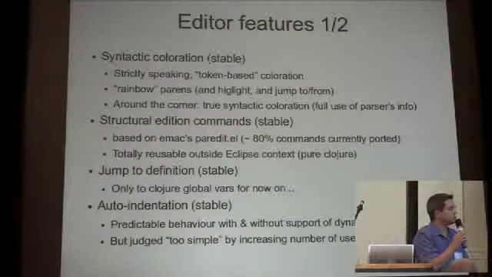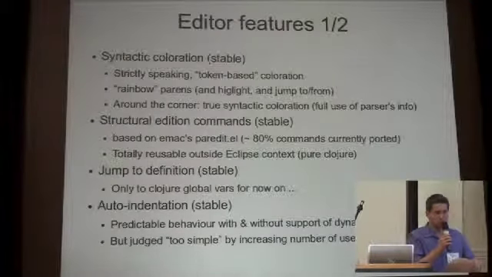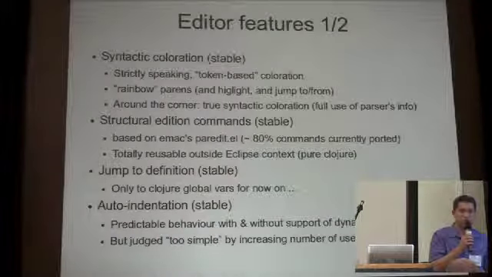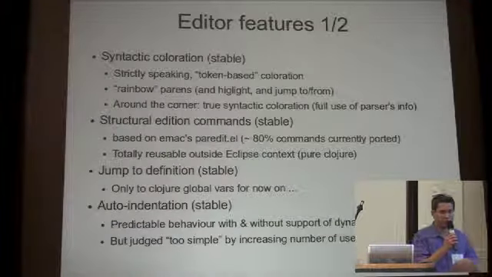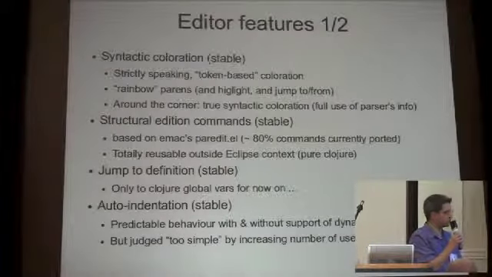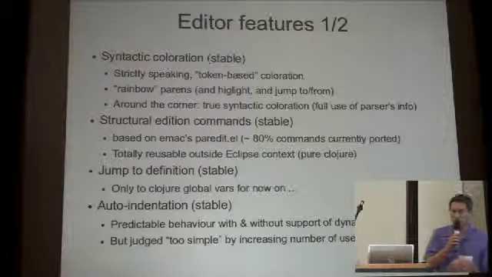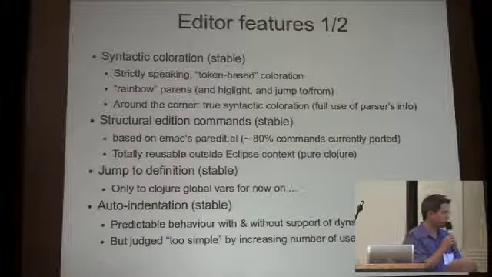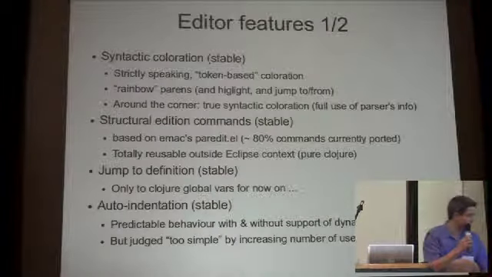We already have working jump to definition when you are on a Clojure var. You just have to have the environment available in a running REPL. If the namespace containing the var has already been loaded, it will work as expected. And we also have auto indentation, which is a feature long awaited by most users. It is currently very predictable because it's very simple, but it works.